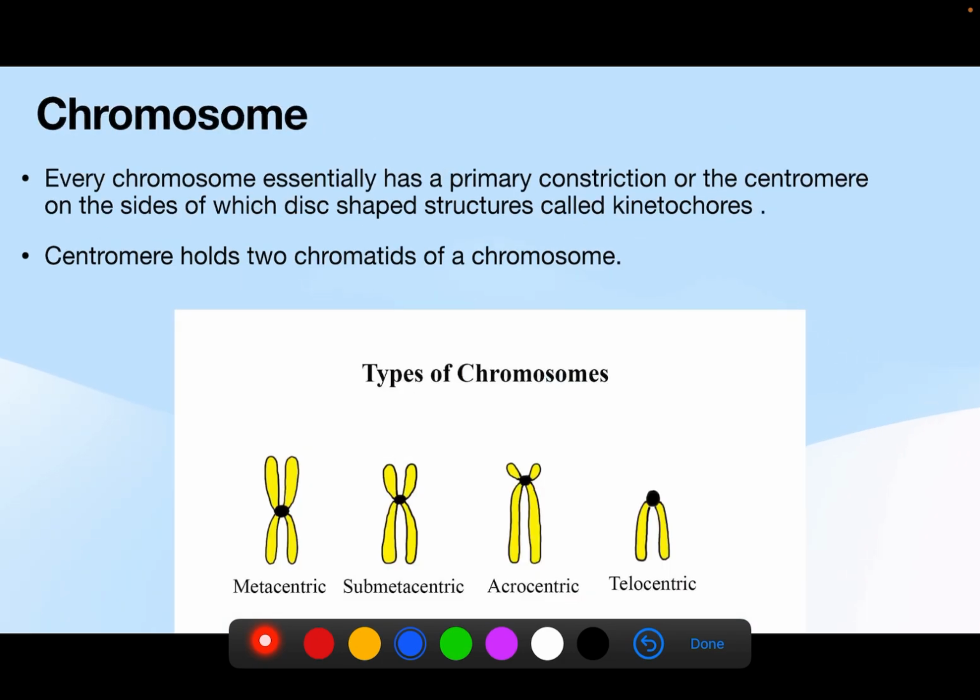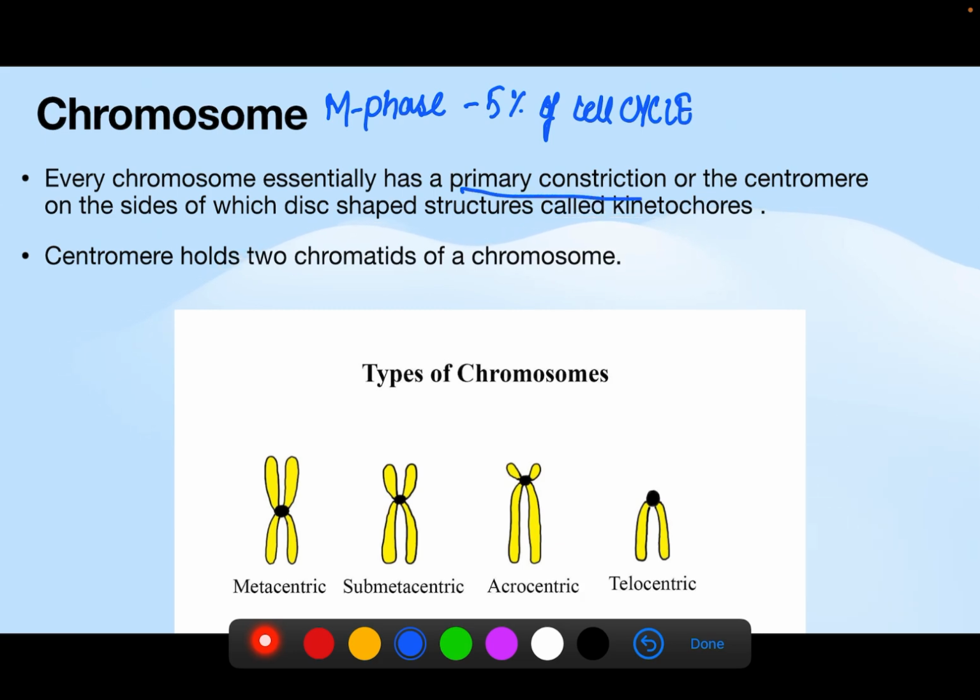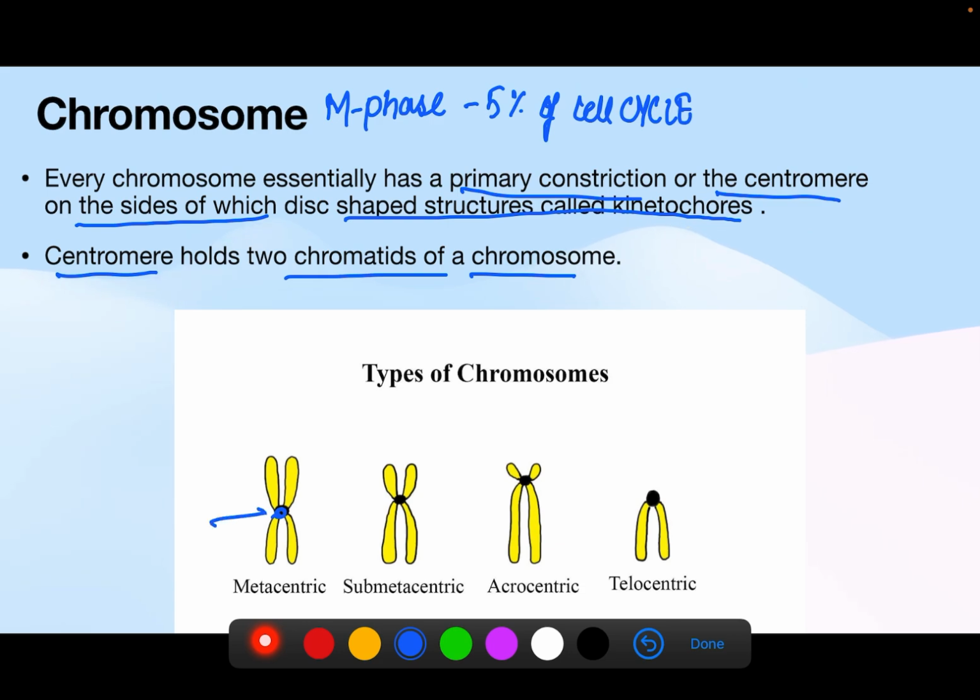Next we have the chromosome. Now chromosomes are seen in the M phase of the cell cycle, which constitutes only 5% of the cell cycle. Every chromosome essentially has a primary constriction or centromere, on the side of which are disc-shaped structures called kinetochores. Now the centromere holds the two sister chromatids together. This is the centromere.